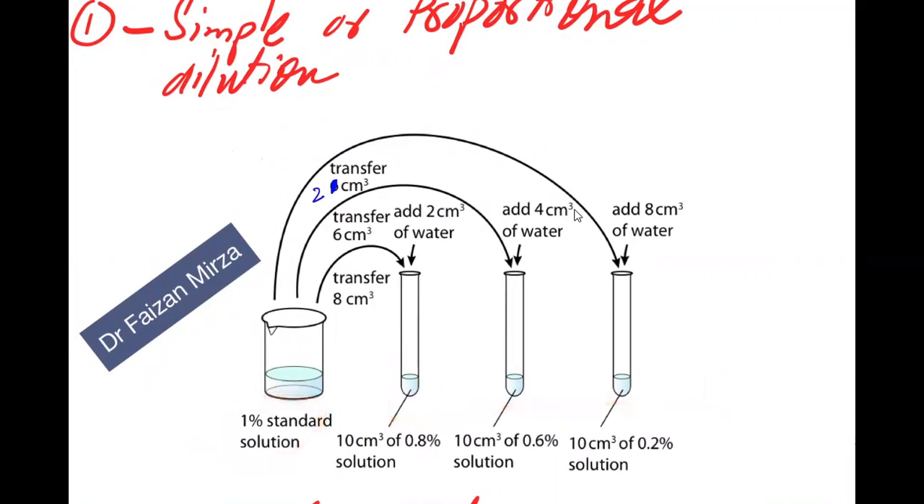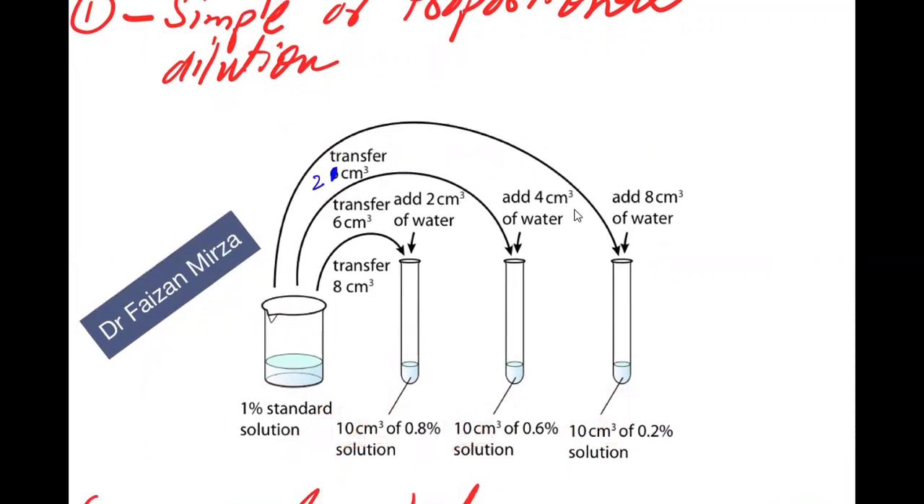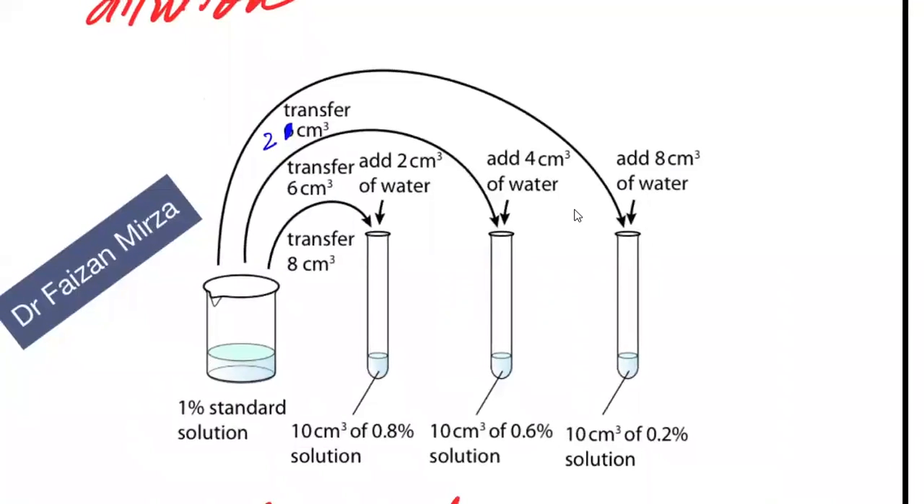I'm keeping all the volumes of my resulting diluted solutions as 10 cm³. This is what I have standardized myself. To make these 10 cm³ of solutions, I'm adding enough of the solution to the diluent so that the standard solution is diluted further. For example, 1% is diluted to 0.8%, and this 1% can be diluted to 0.6%, and this 1% can be diluted to 0.2%. How is this done?